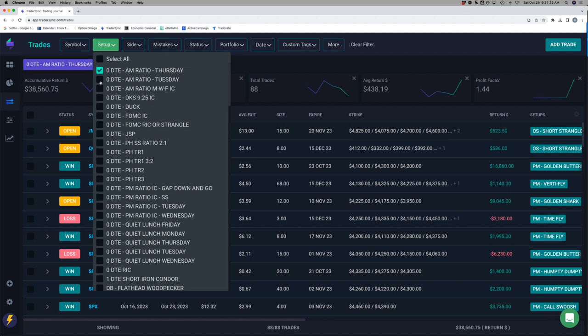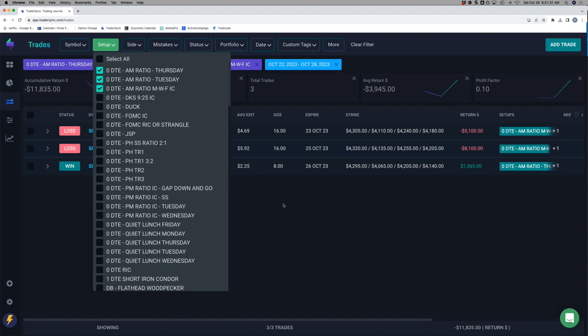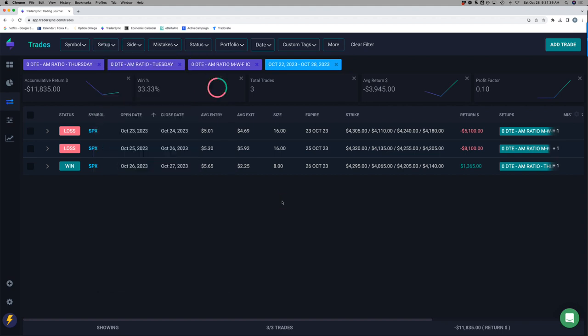Starting with 0DTE, my AM trades continue to struggle. So you can see here, on the AM trades, I took 3 trades for minus 11 over 11K. Monday was a loser of 5,100. Wednesday was a loser of 8,100. And then a $1,300 winner on my Thursday AM ratio trade.